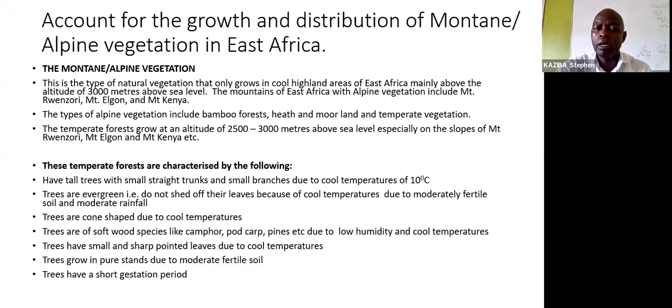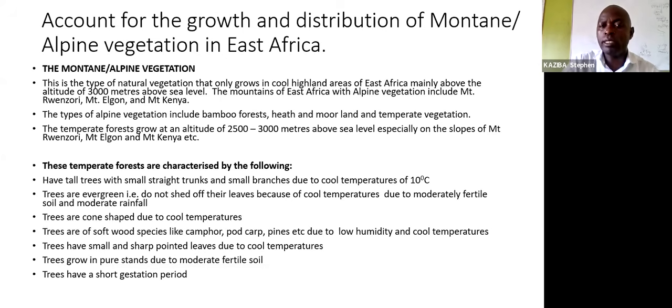They have tall trees with small straight trunks and small branches. Why? Due to cool temperatures of below 10 degrees Celsius. Then you also tell us that they're evergreen and they don't shed their leaves. Why? The temperatures are very cool and the soils are of moderate fertility, so they favor them to be evergreen. Then the trees are conical shaped. The trees are of softwood. Due to low humidity and cool temperatures, they have small, sharp, pointed leaves. Then they grow in pure stands. So you give us those characteristics.